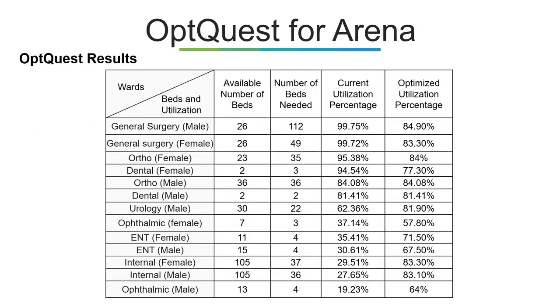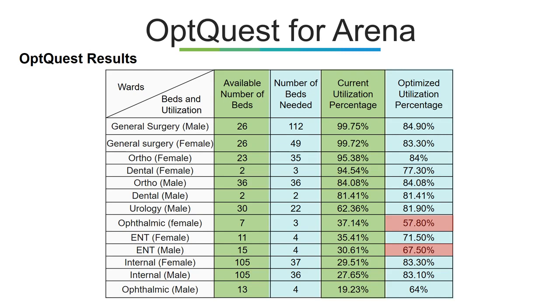Then we got the OptiQuest results. As you can see in this table, the optimization model is conducted for all types of wards to examine the optimal number of beds that should be used to satisfy the given constraints. This table includes the available number of beds and the number of beds needed, along with the current utilization percentage and the optimized utilization percentage. However, some of the wards' optimization model solutions were infeasible, as shown in red, since they didn't satisfy the constraints. Yet the best feasible solutions that are close to 70% utilization were chosen because it's better to have spare capacity than bed shortages.